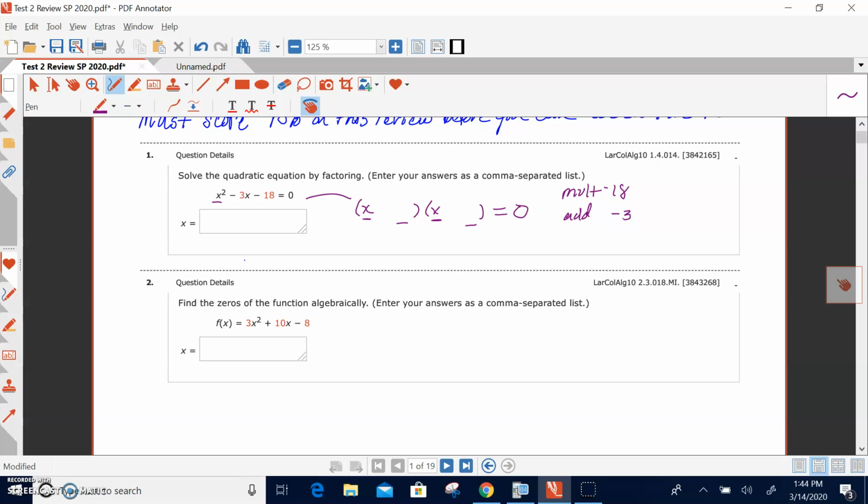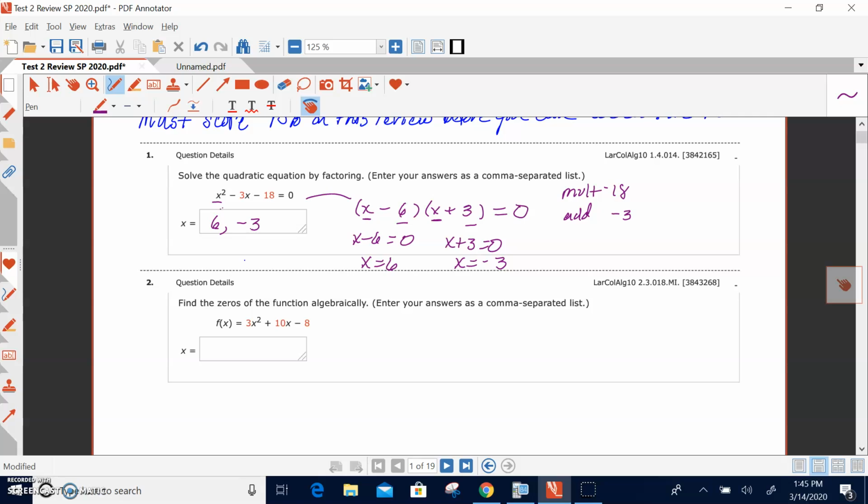So I need to find 2 numbers that multiply to give a negative 18. They add up to give me a negative 3. Well, I know 6 times 3 is 18, and if I have a negative 6 and a positive 3, that will give me a negative 3 when I add those up. So remember, once we have it factored, we're going to set each factor to 0 and solve that. So in this case, I get x equals 6 and then x equals negative 3. Read the directions carefully. It says to enter your answers as a comma-separated list. So I would type 6 and a negative 3.